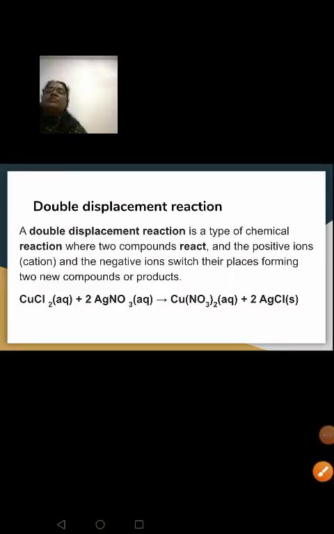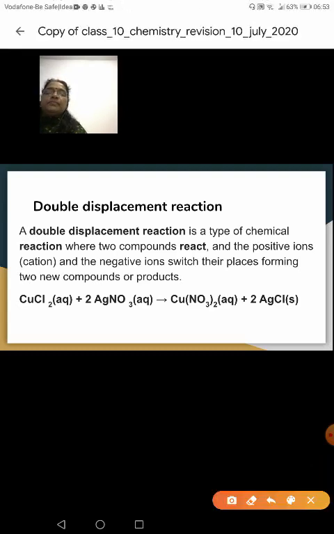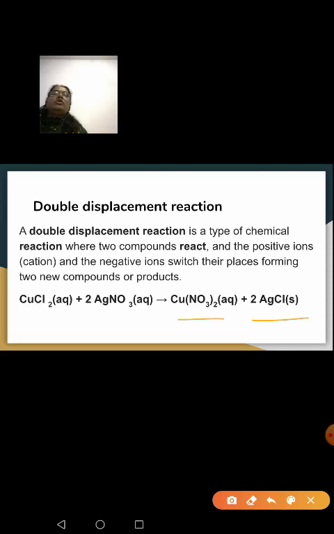See, what's a double displacement reaction? A double displacement reaction is a type of chemical reaction where two compounds react and the positive ions and the negative ions switch their places, forming two new compounds or products. Here I have given an example: copper chloride and silver nitrate. This Cl2 and NO3 swap their places to form Cu(NO3)2 and AgCl. So the positive and negative ions are swapping their places, forming two new compounds or products. So here your copper nitrate and silver chloride are the two new products formed.